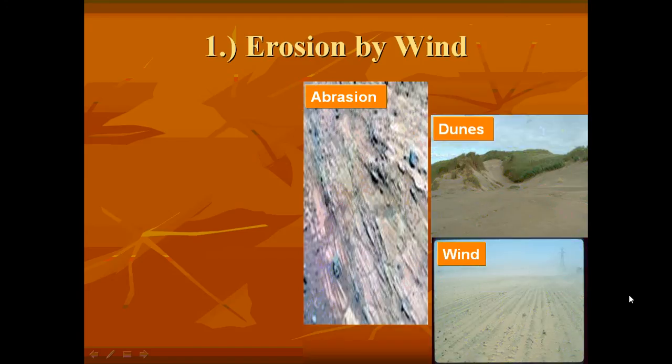The first type of erosion we're going to look at is erosion by wind. This can be in the form of storms, where the wind is moving sand and dust around.